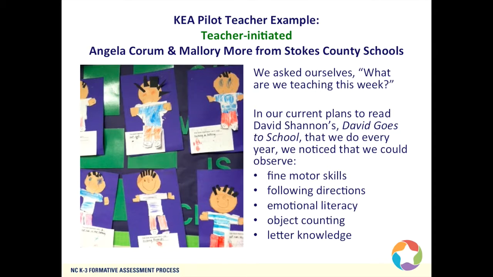And they noticed that they were able to observe several of the skills along the construct progressions by doing this series of lessons. They simply asked themselves, what are we teaching this week? And how does that match to the construct progressions? And that allowed them to elicit this evidence of learning using teacher-initiated opportunities. They were able to elicit fine motor skills, following directions, emotional literacy, object counting, and letter knowledge.